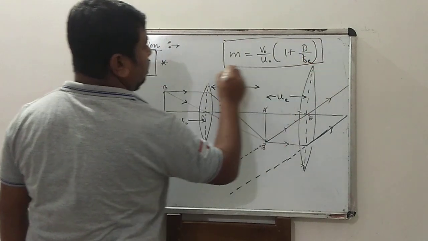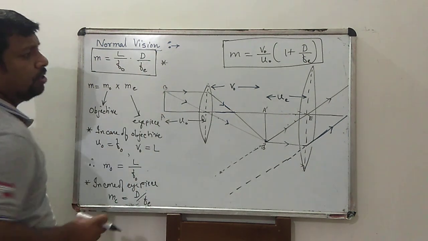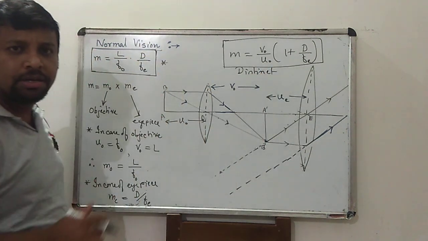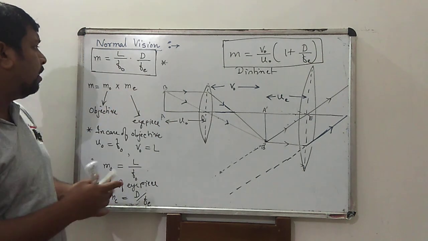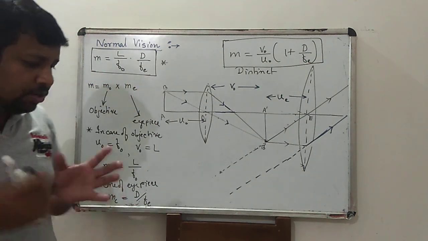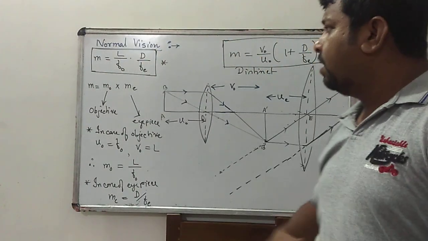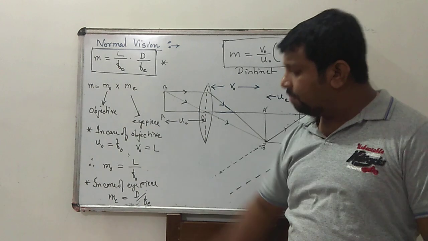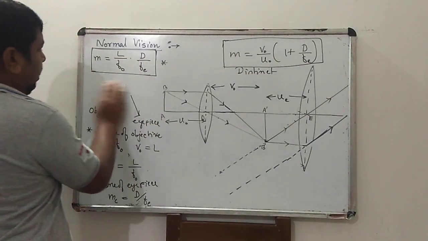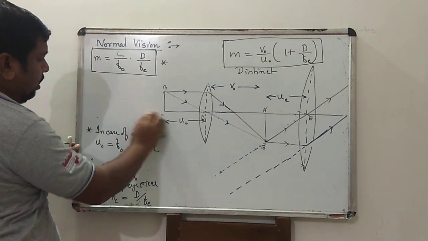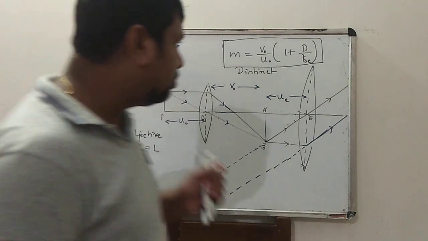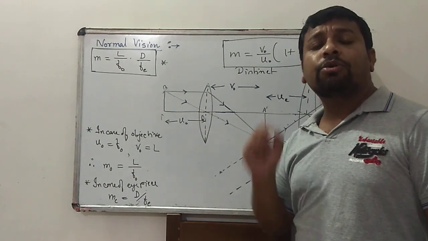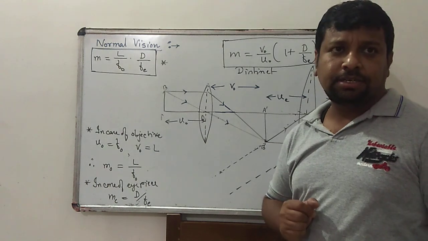This formula is for distinct vision, and the other is for normal vision. In both cases, the magnifying power is inversely proportional to the focal length. So if the focal length is reduced, then the magnifying power will increase. That means in a compound microscope, to increase the magnifying power, we should reduce the focal length of the objective and eyepiece.